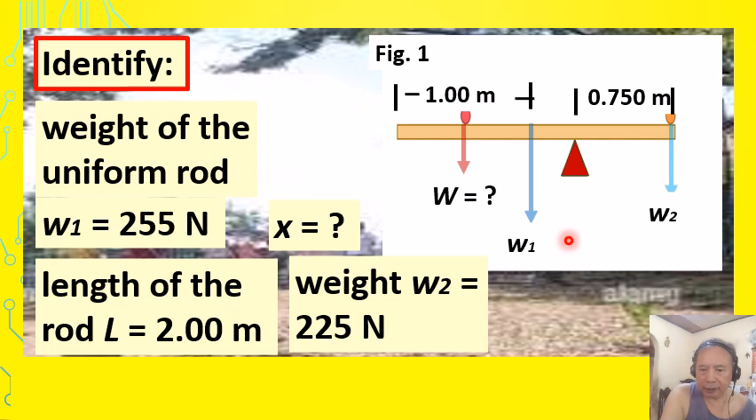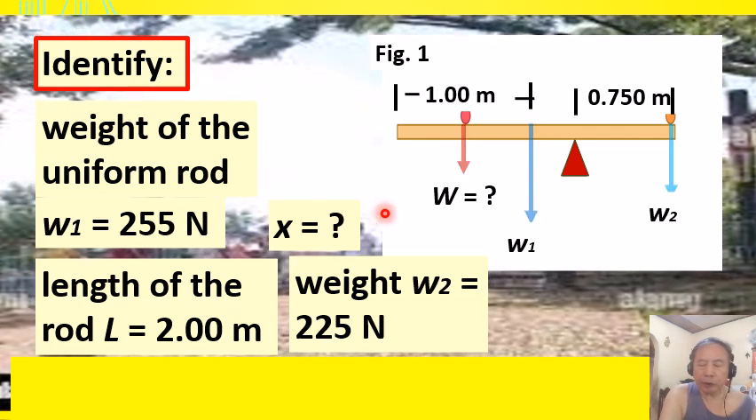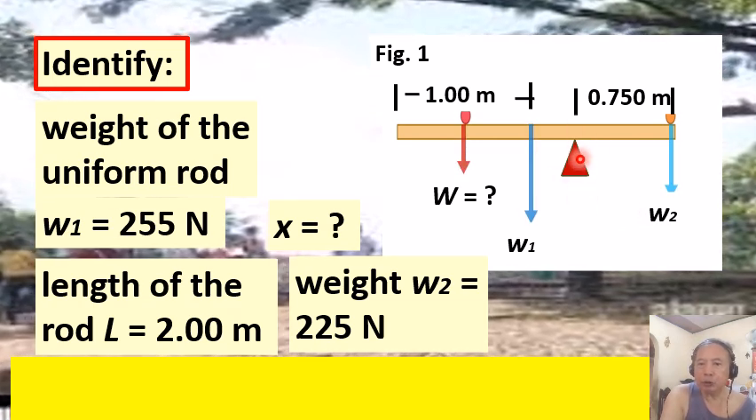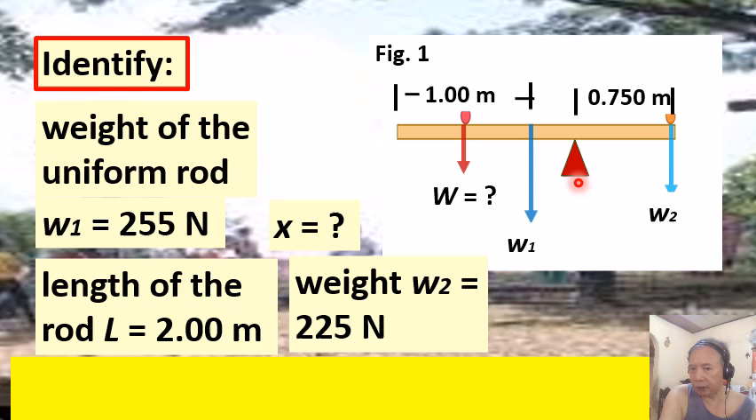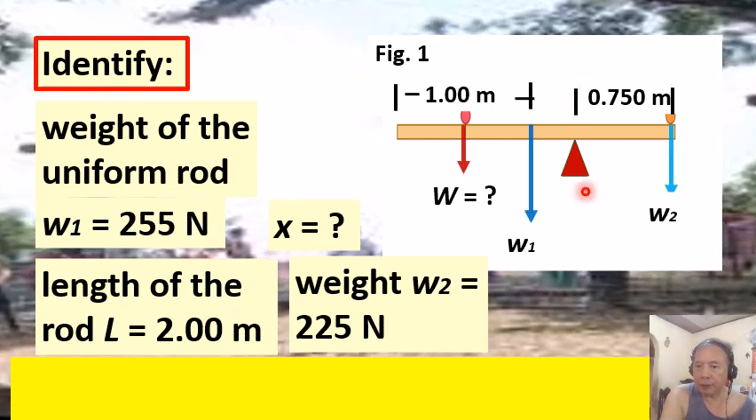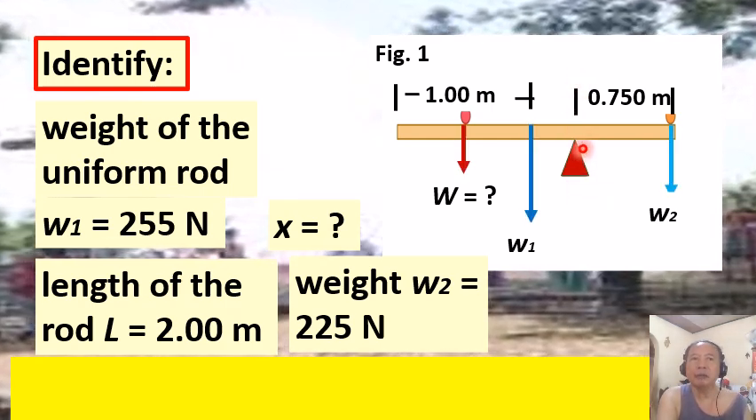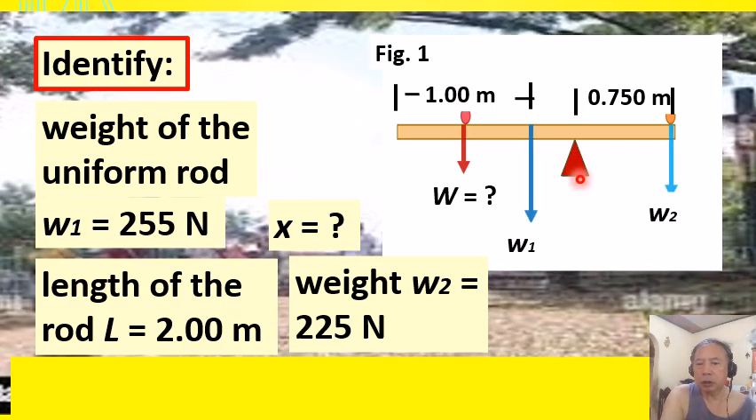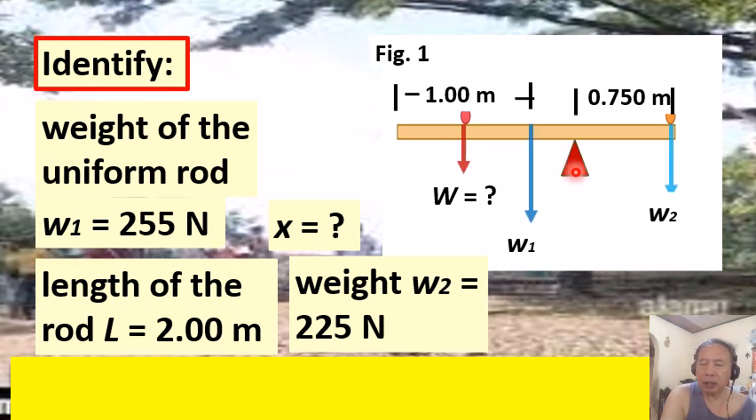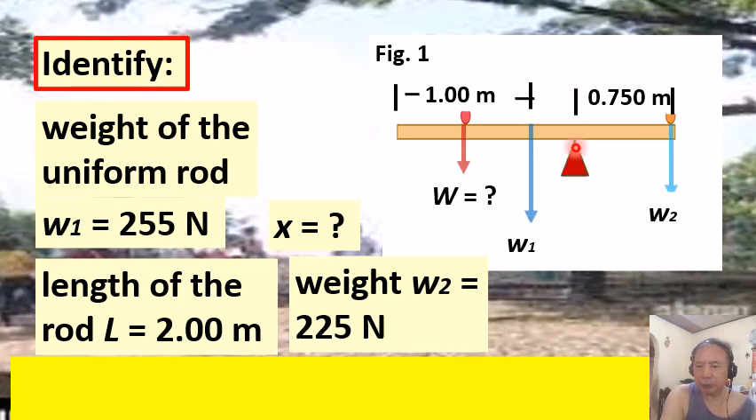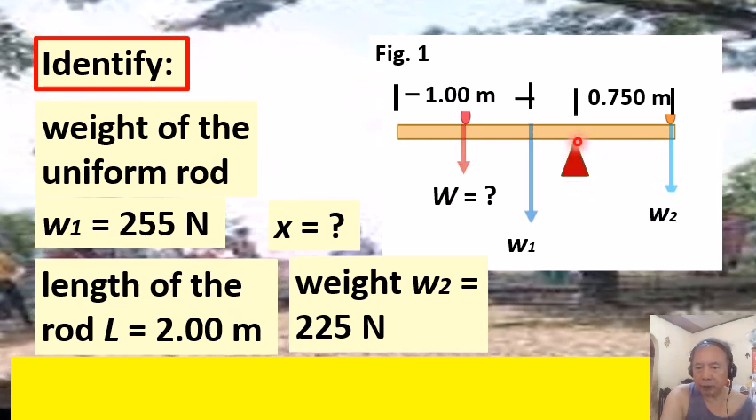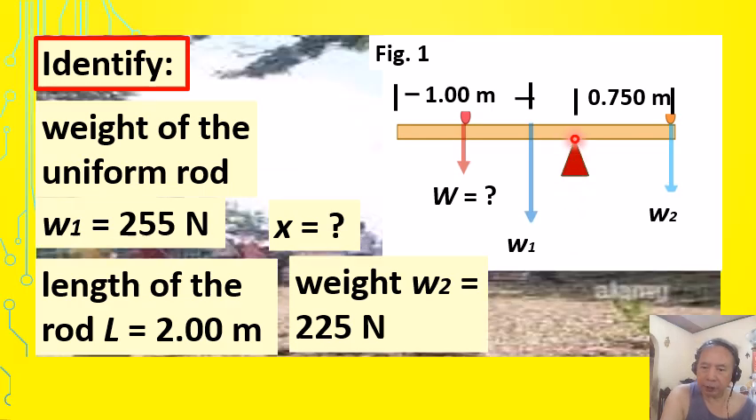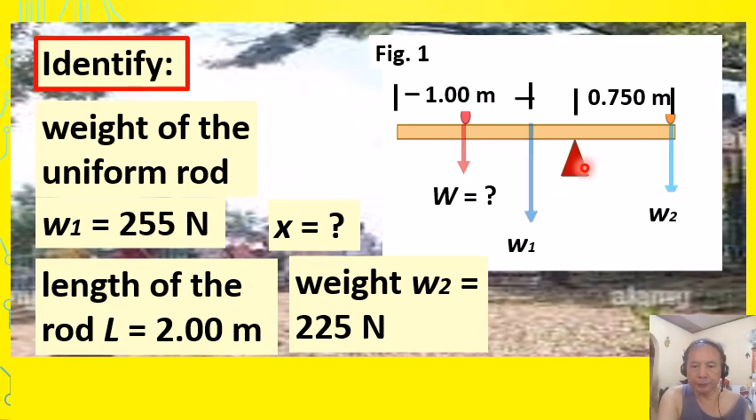Later, if you're going to apply the torque principle, we will be choosing the fulcrum as our axis of rotation. And so, the force that the fulcrum exerts on the rod will produce no torque, because it exactly passes through the axis of rotation, which is the point above the fulcrum. So there is really no need to include that force here in our diagram anymore.